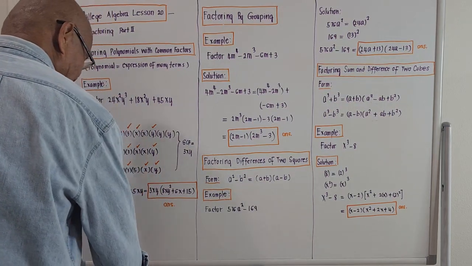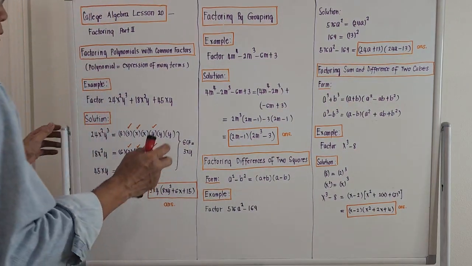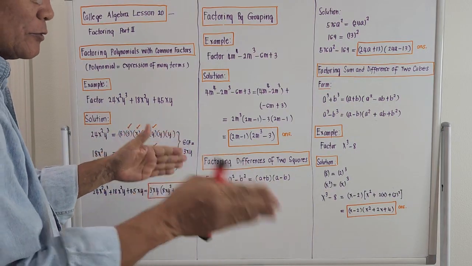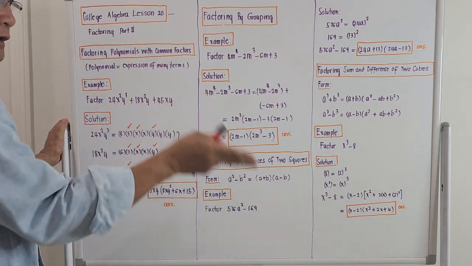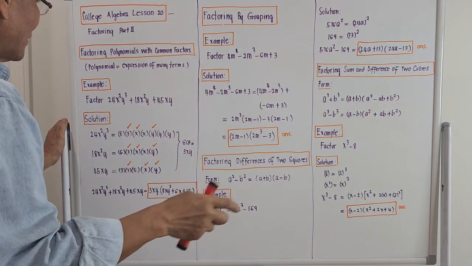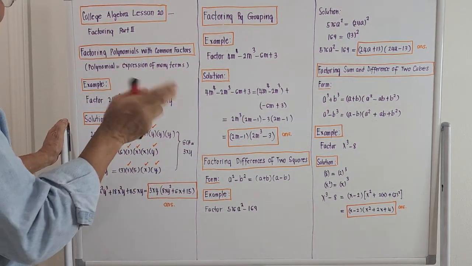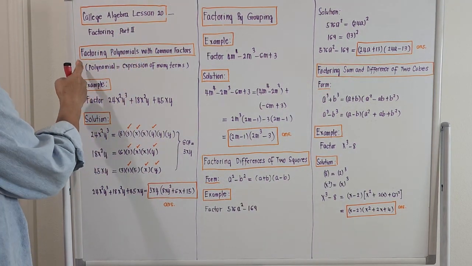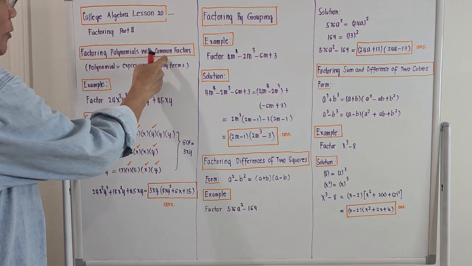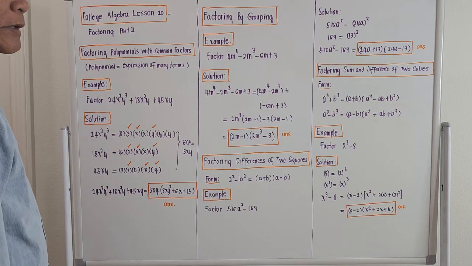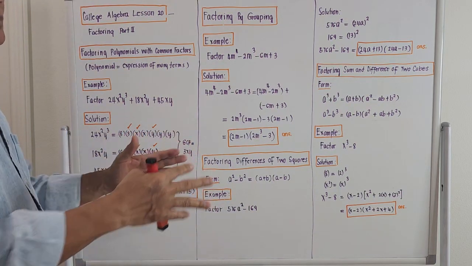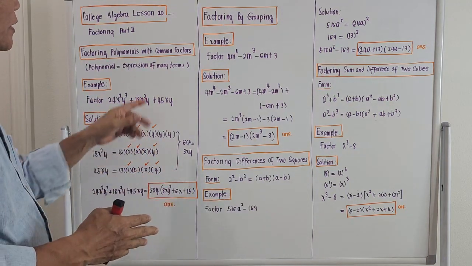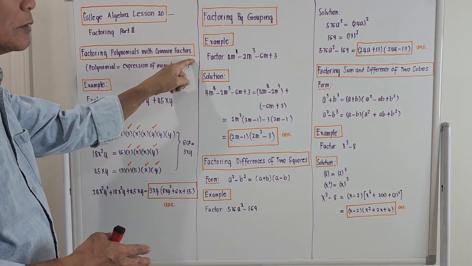For lesson number 20, there are four subtopics also. We are still under factorization, so this is part 2. Lesson number 19 was part 1. The first subtopic under lesson number 20 is factoring polynomials with common factors. Okay? You don't have to memorize this. It is just that the method of factorization is by using a common factor.